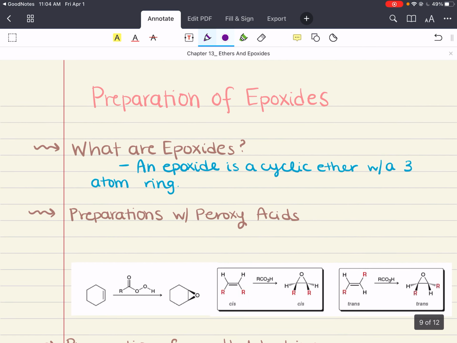Awesome. So now that we've talked about preparations and reactions of ethers, let's talk about epoxides. What is an epoxide first and foremost? That's an important question to answer. Well, an epoxide is a cyclic ether with a 3-atom ring.